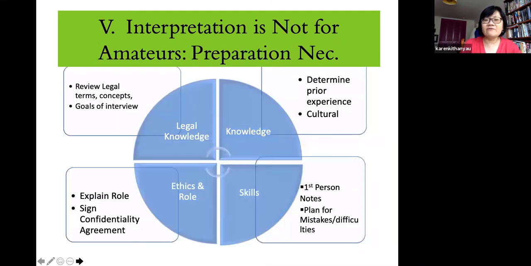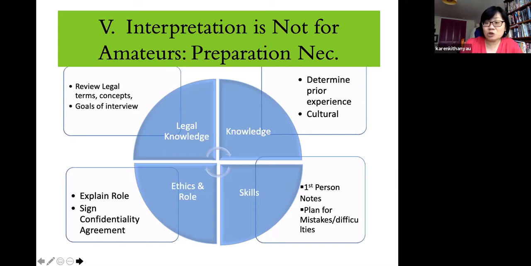And here is a visual representation of what, as lawyers, we must do in order to prepare an interpreter to provide effective interpretation. We need to review with the interpreter the legal concepts that are going to be involved. What are the goals of the interview? We need to determine whether the interpreter's cultural experience is a good fit for our client. We need to make sure that the interpreter has the adequate skills.